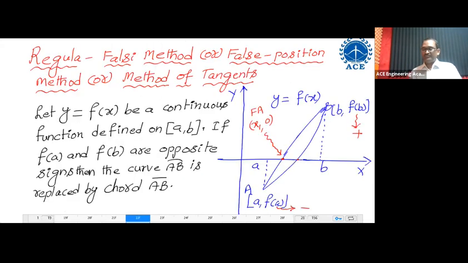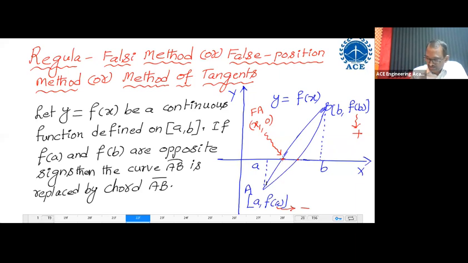Look at the diagram. F of A and F of B are of opposite signs. Then the curve between A and B is replaced by a straight line. This straight line, where it crosses the x-axis, will be your first approximation. This straight line crosses the x-axis at this point, let this point be x1. On the x-axis, y coordinate is 0. So x1 is the first approximation.